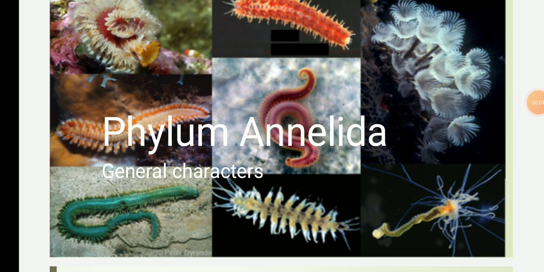Today we will start with the new phylum, that is the phylum Annelida, and in today's lecture we will study the general characteristics of phylum Annelida. The phylum Annelida consists of bilaterally symmetrical, true coelomate, triploblastic, metamerically segmented worm-like animals. For example, Nereis, earthworm, leech.